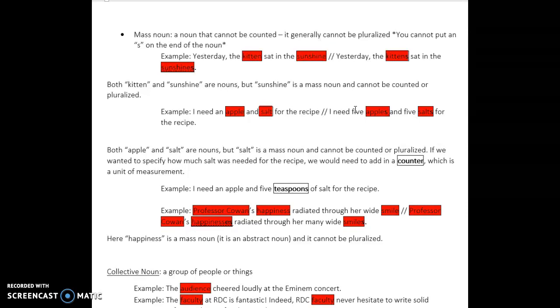But if we want to specify how much salt was needed for that recipe, because we cannot pluralize it, we need to add in what's called a counter. And a counter is a unit of measurement. So for example, I need an apple and 5 teaspoons of salt for the recipe. So in this case, I'm not going to pluralize salt, but I am going to indicate with countable measures, count nouns, teaspoons, how much I need for this given recipe.